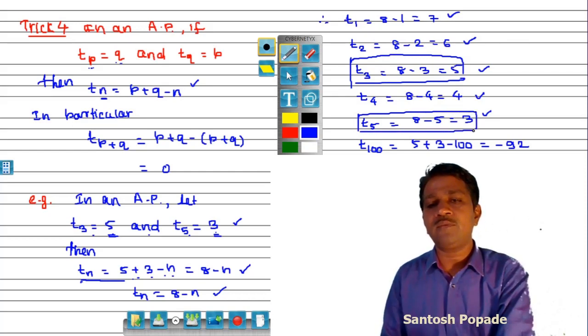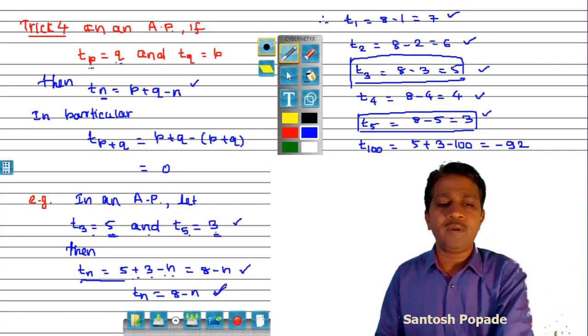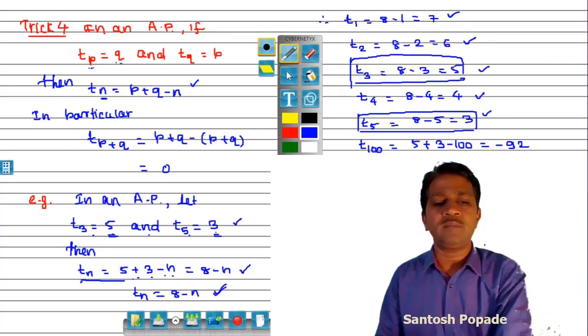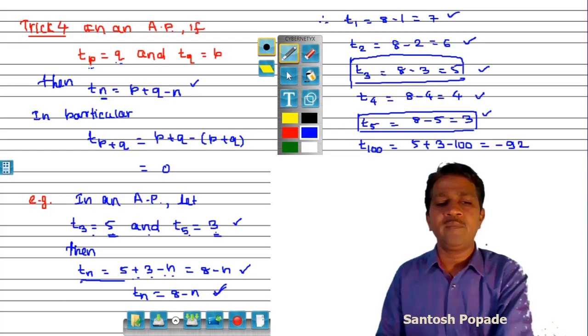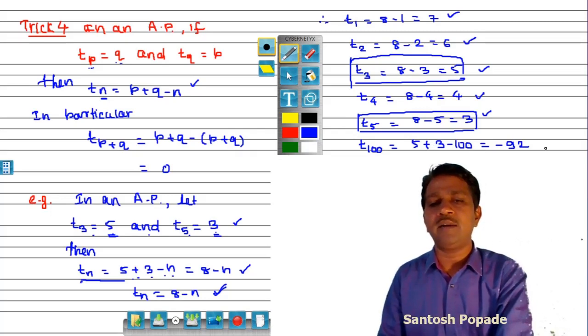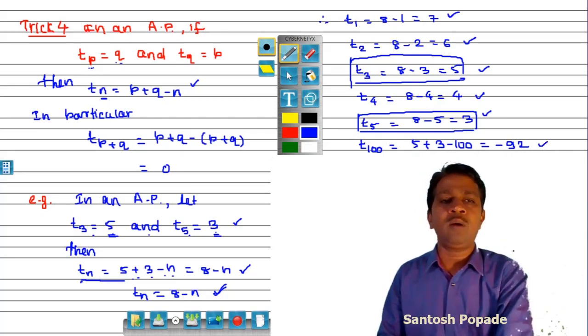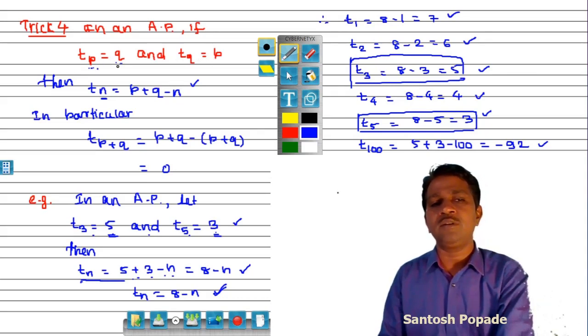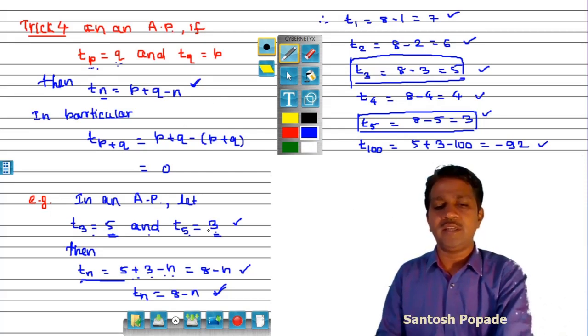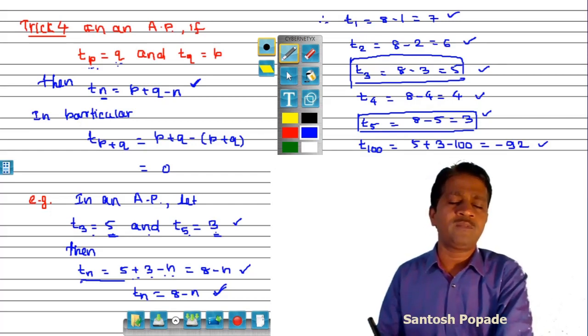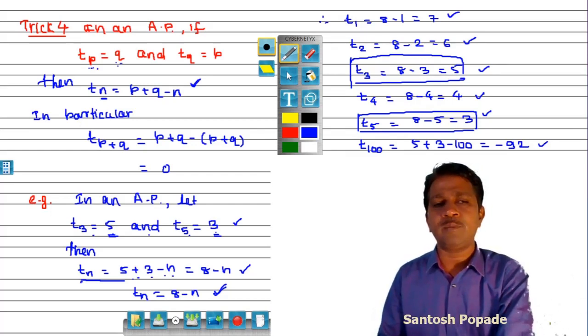And using the formula for Tn, I can obtain the 100th term, any term I want. So T100 is nothing but 8 minus 100, that is 5 plus 3 minus 100. We can find any term of this sequence if we are given such data, that is, the pth term is q and the qth term is p, then any term is given by p plus q minus n. Okay, hope you got this. Very easy. If you remember these tricks, the problems become very easy. You can solve this type of problem in a few seconds.